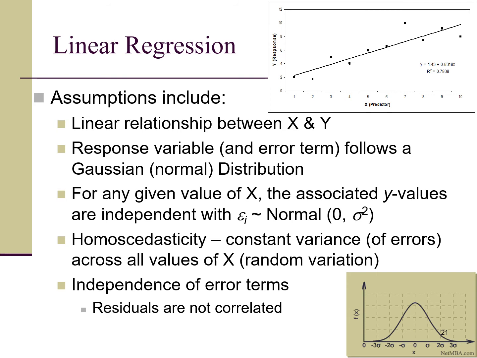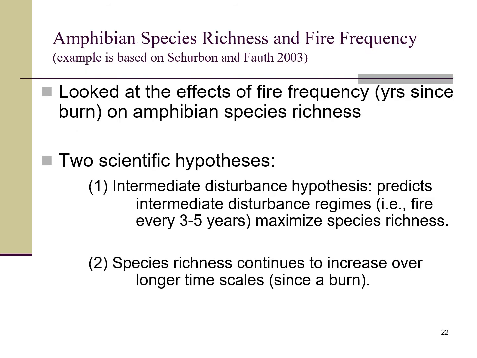And the error terms are going to be independent. That is, the residuals are not correlated with anything else. So here's a case where they looked at the effects of fire frequency, measured as the years since a burn, on amphibian species richness. Species richness, again, is just the number of species usually.